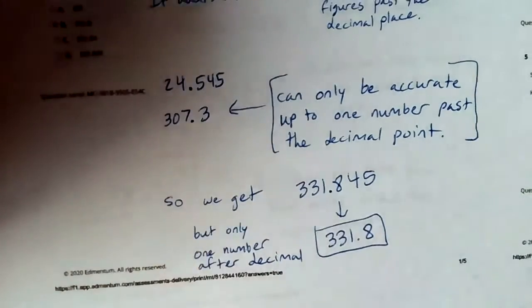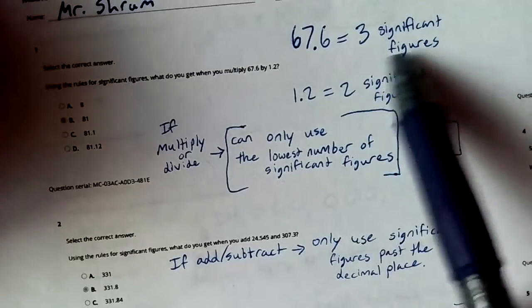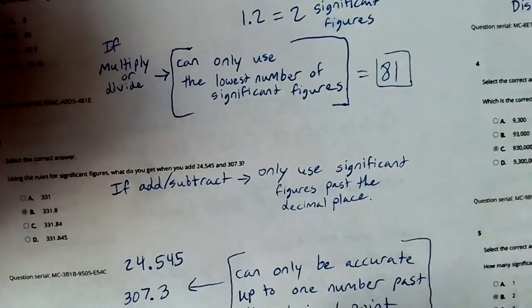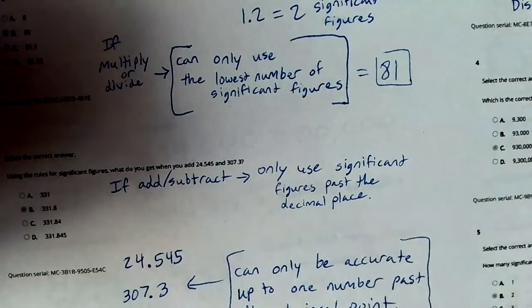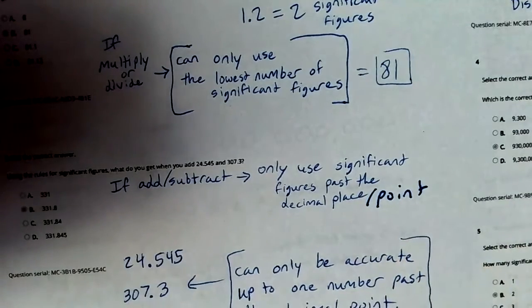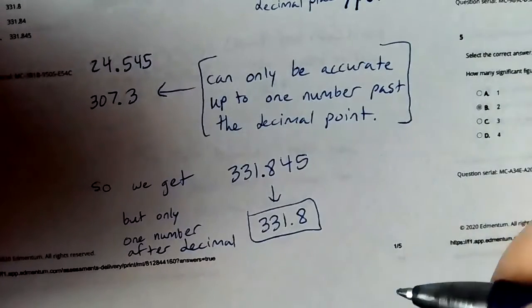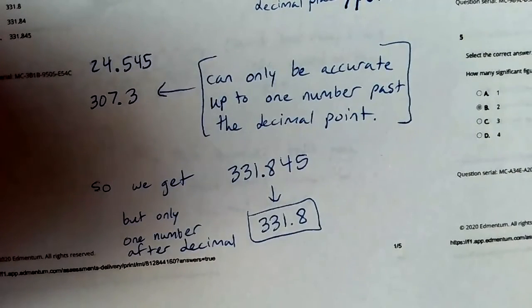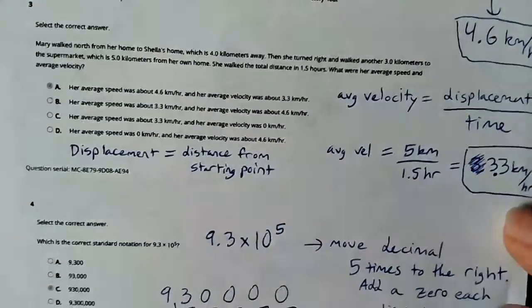Significant figures: if you're multiplying or dividing, use the lowest number of significant figures. And then if you're adding or subtracting, you're only using significant figures past the decimal point or place. You can only be accurate up to a certain point. So those two are the big sig fig questions. Then we have number 3.